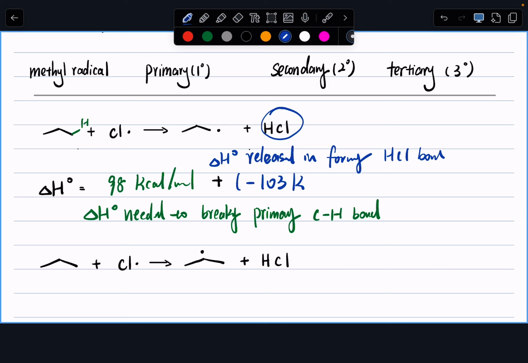That's 103 kilocal per mole. So the overall reaction is the BDE of the bond that's breaking in the reactant, minus the BDE of the bond that's being formed in your product. We do the calculation, and we end up with negative 5 kilocal per mole. So the nature of this reaction is exothermic, or releases energy.